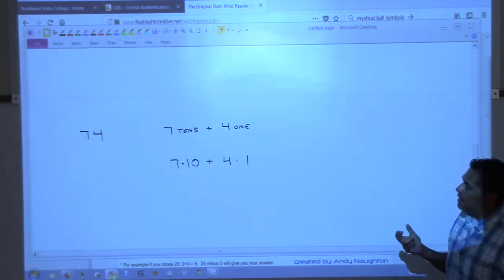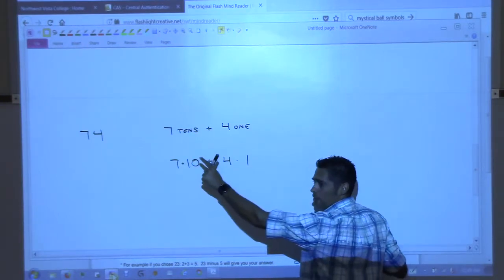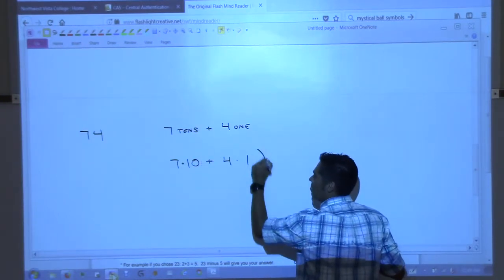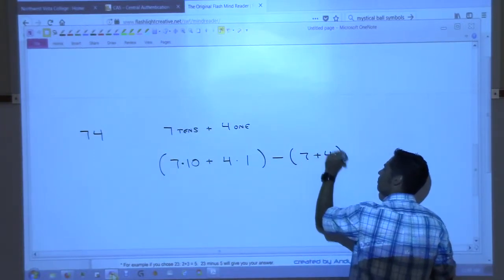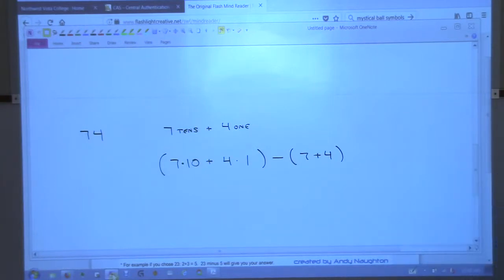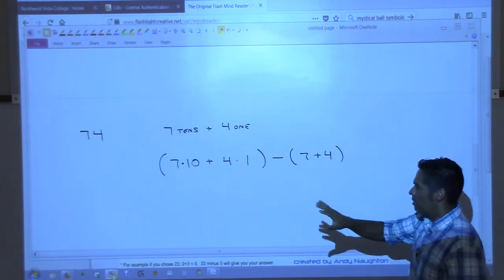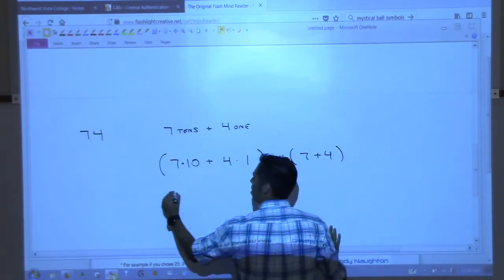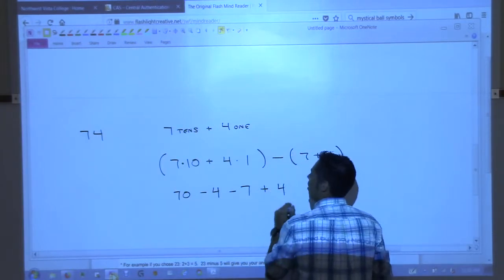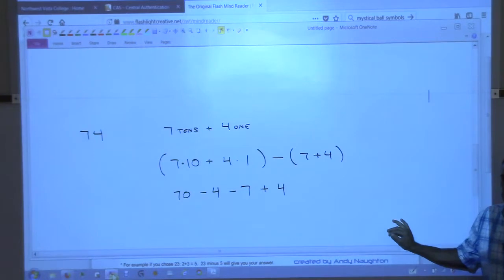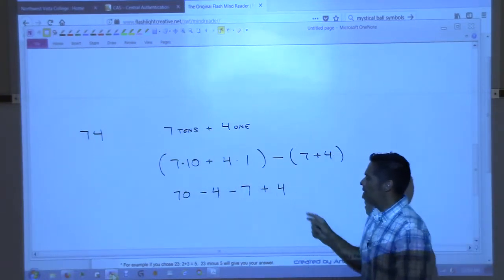So if I take this 7 plus 4, I'm supposed to subtract it from that, right? So watch, I'm going to take this and subtract from that 7 plus 4. All right, now I realize that you could do this math and you're going to get your number. But what I want you to do is something a little more profound. I'm going to rewrite this as 70 plus 4 minus 7 plus 4. So all I did was distribute the negative through. The 4s cancel, don't they?